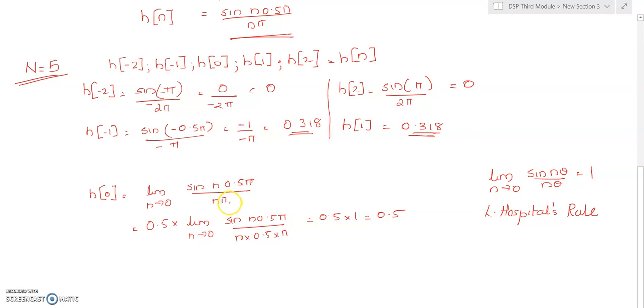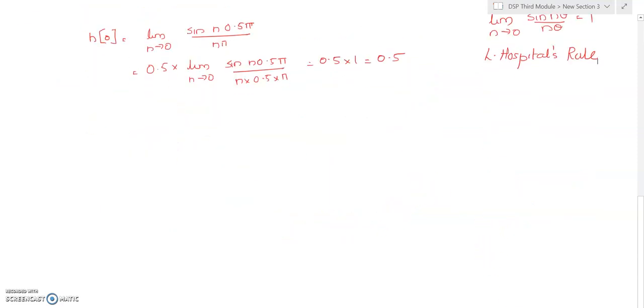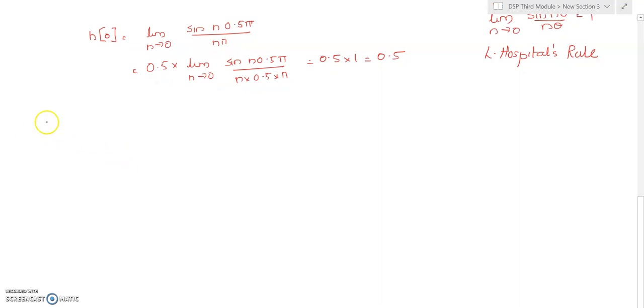What we are missing over here is a 0.5 term. So if a 0.5 is multiplied at the denominator, it has to be multiplied at the numerator also. So this equation becomes 0.5 into limit n tends to 0, sine n 0.5 pi by n 0.5 pi. So it becomes 0.5 into 1 equal to 0.5. So we have found out the h of n coefficients. So h of n coefficients will be as follows.